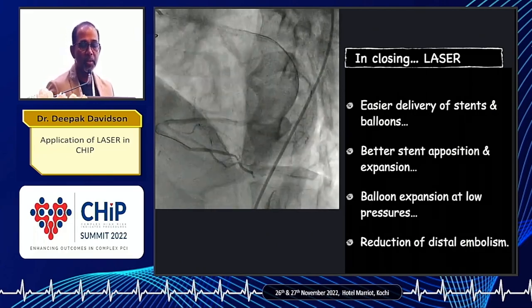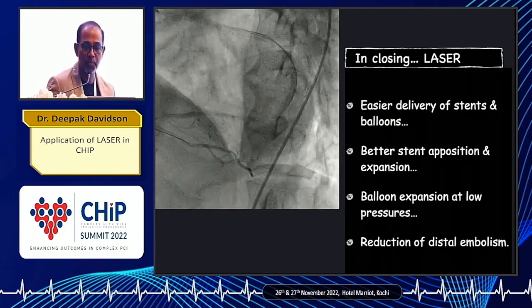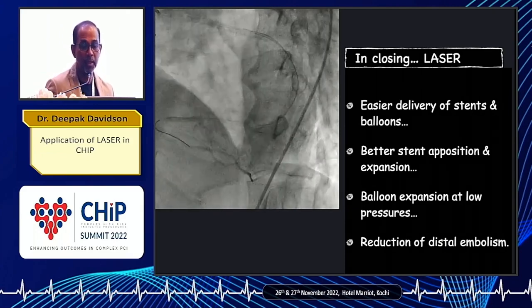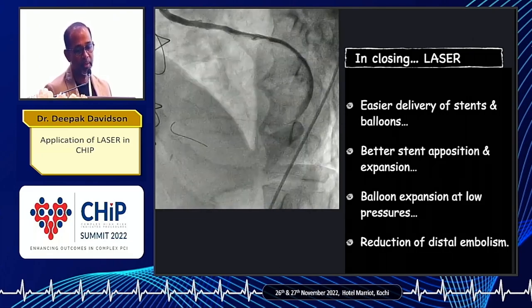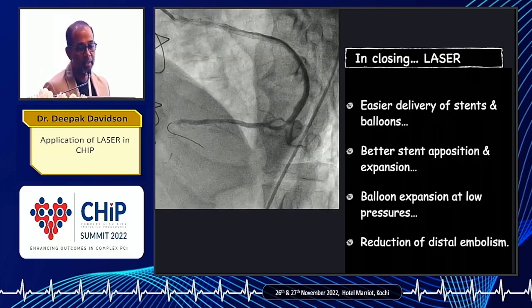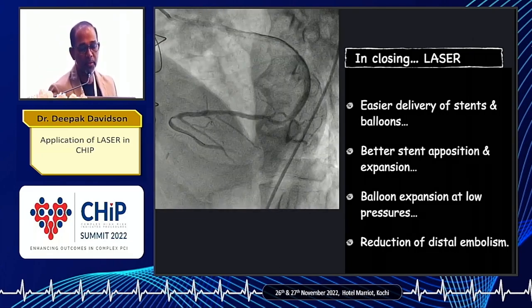So these are situations wherein the laser could be handy in coronary intervention. I personally feel that except for the cost of the console, there are definite indications for us to use laser in our routine practice.